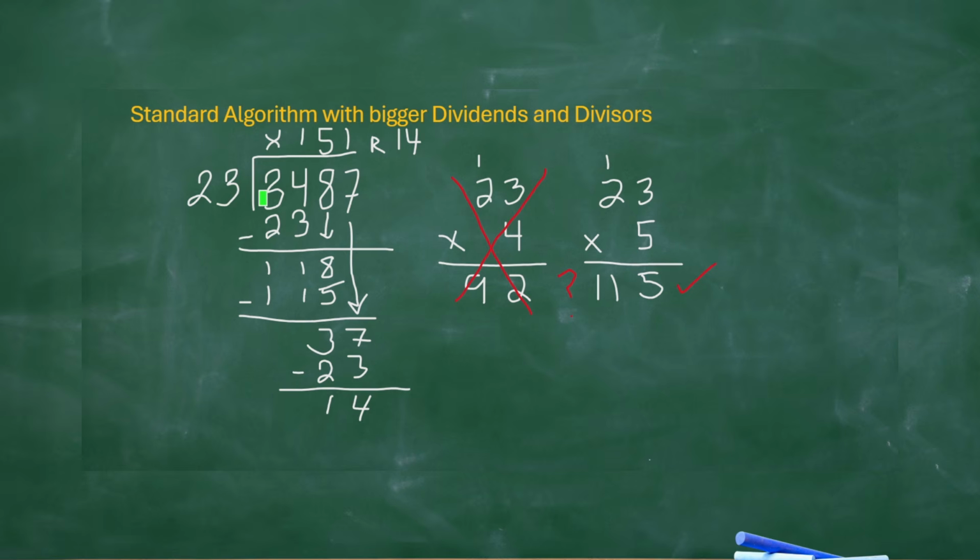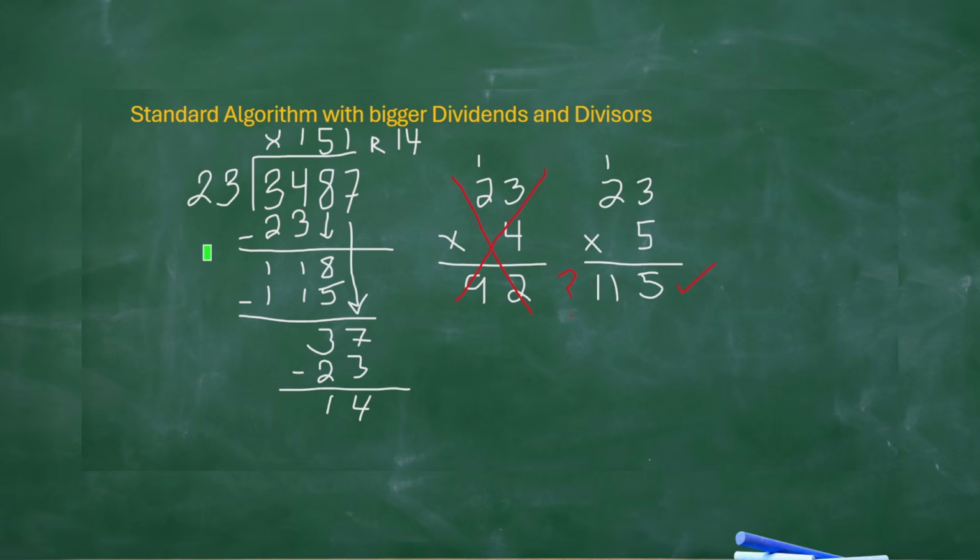Your second thought should be, how many 23s can I take out of 34? The answer is 1. 1 times 23 is 23. You would do your subtraction and get left with 11. And then you would bring down this 8. And then you would repeat that same thought process. How many 23s can I take out of 118? The answer would be 5.